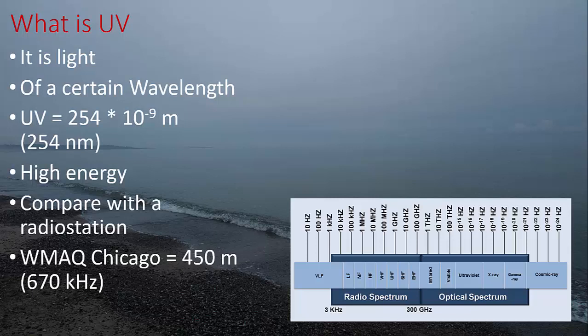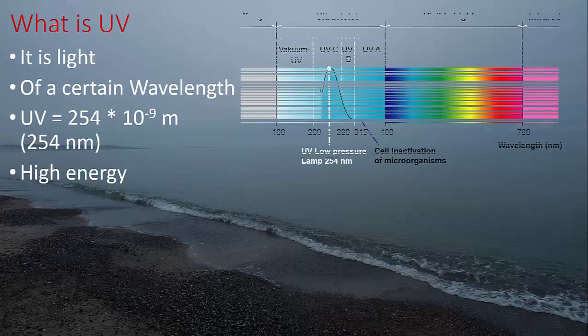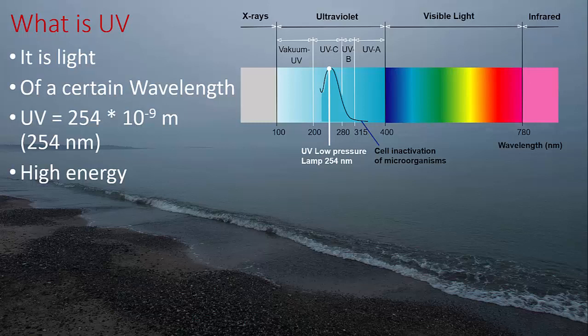Now let's dig a little bit deeper into the UV and how it looks in that spectra. Here we've taken out some of the optical spectra, and you see the ultraviolet section between 100 and 400 nanometers. Also here you see the wavelength that is very important when we do disinfection, the wavelength of 254 nanometers. So now you know a little bit about wavelengths and the special wavelength of UV for disinfection.